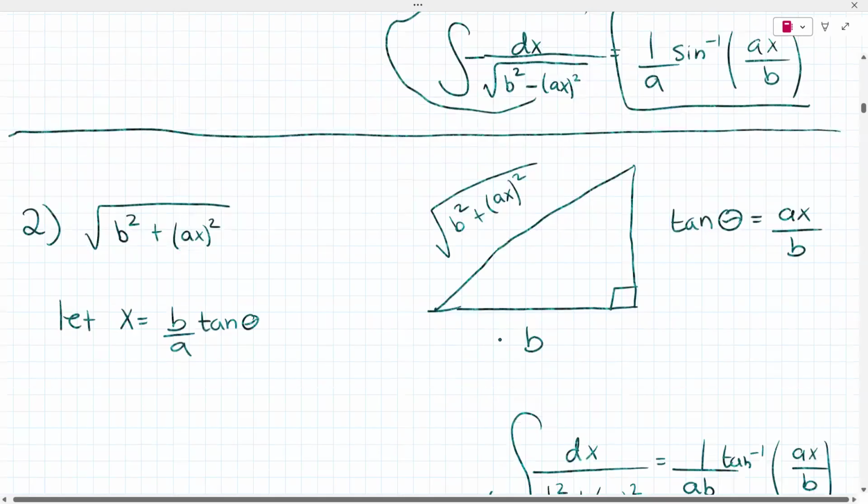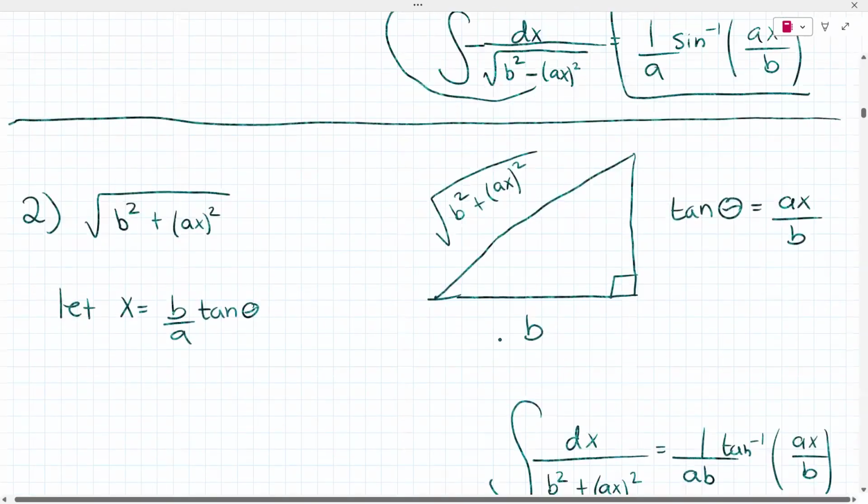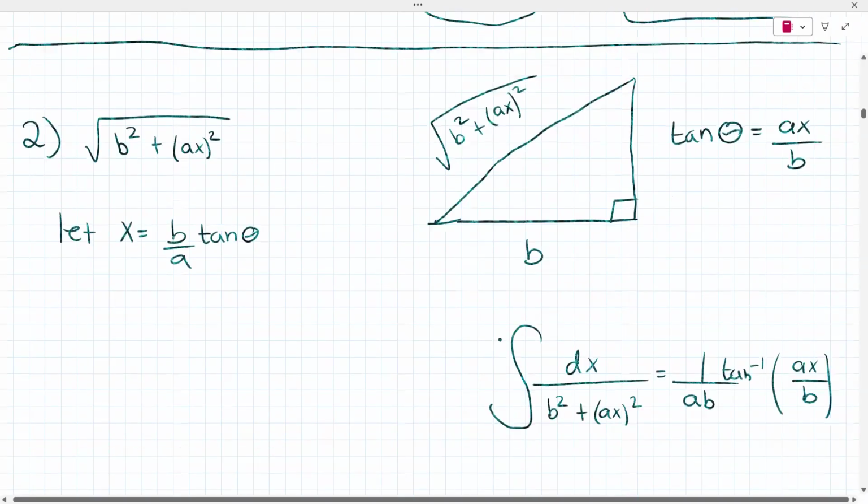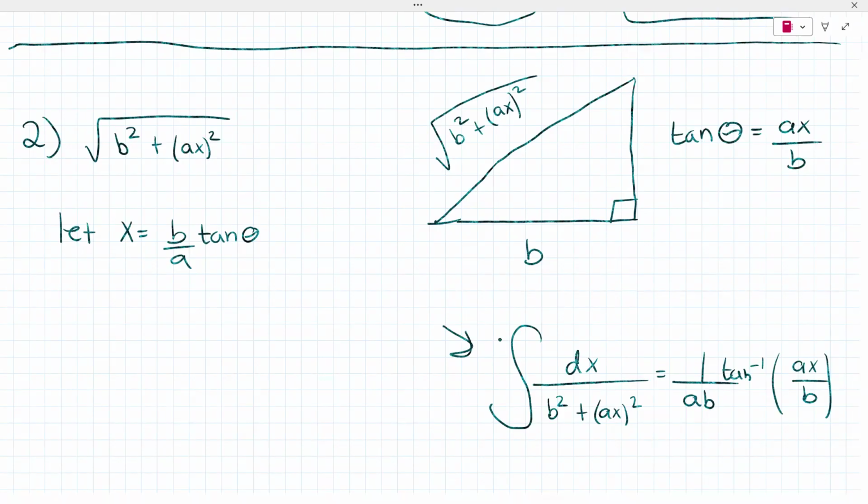If your integral has anything with the square root of b squared plus ax squared, for example, if it looks anything like this, it is going to be 1 over ab times tan inverse of ax over b, where you let x equal b over a times tan theta. Okay, so you need to know these rules, so go ahead and write them down.